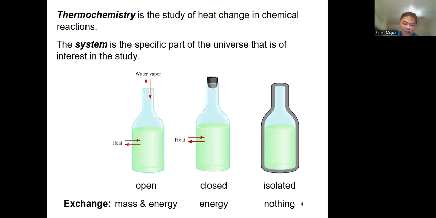So what's an example of an isolated system? The thermos, or what we call the Dewar flask. The Dewar flask or thermos will maintain the heat. That's where you put coffee or chocolate or any hot water. After some time it's still hot.